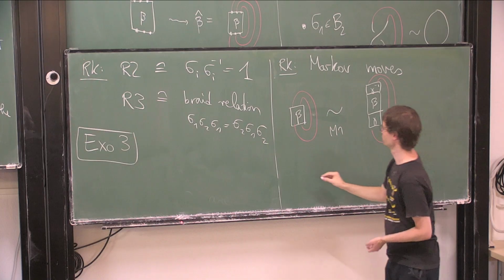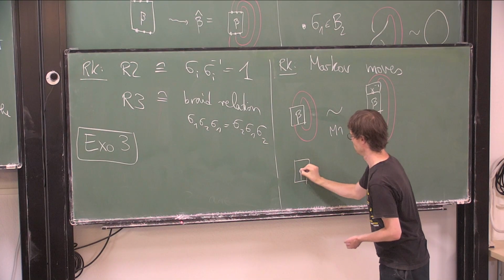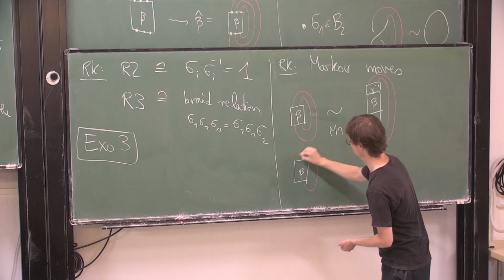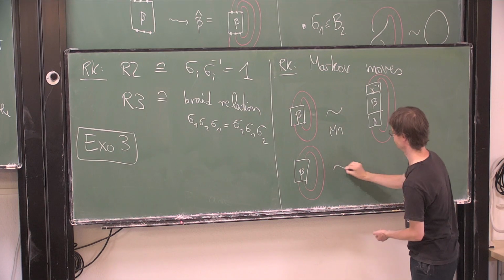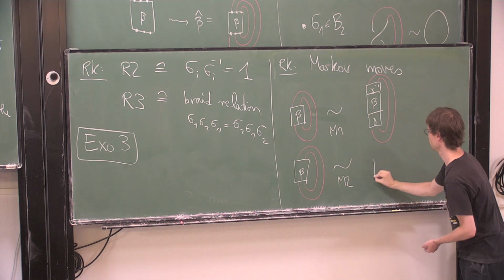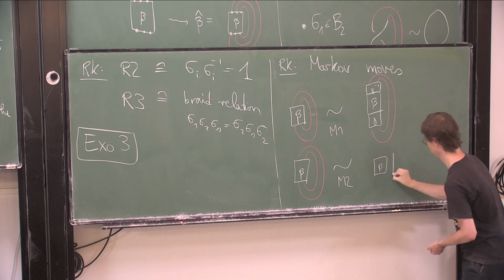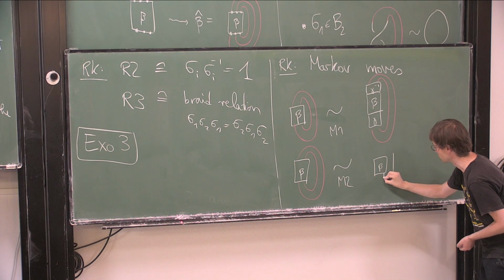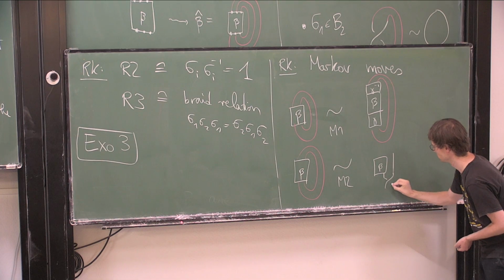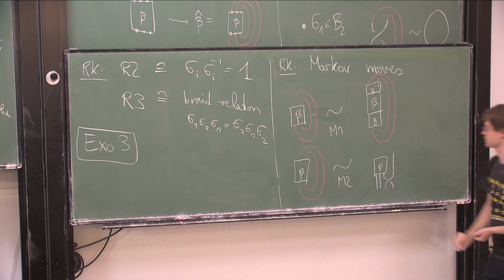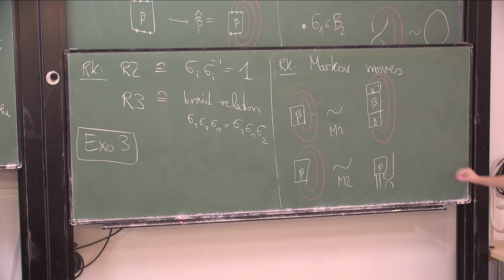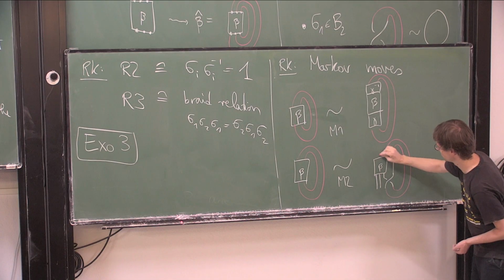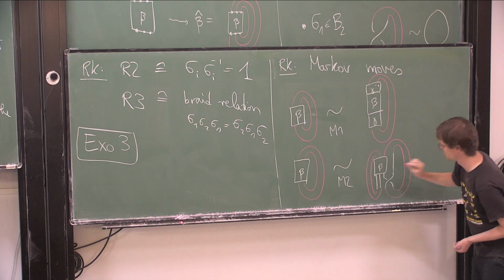And the second Markov move is you take beta, you add a strand. This is the same as you add a strand, you take the last one in beta and you cross them. The others you keep the same. And then you close. Close here, close here, close here.